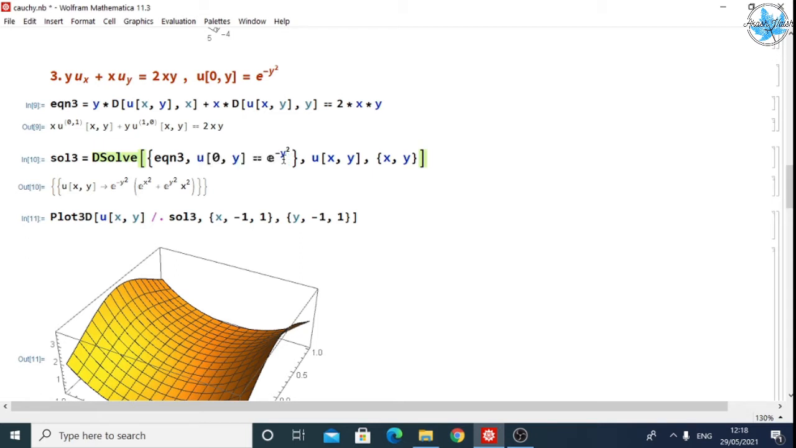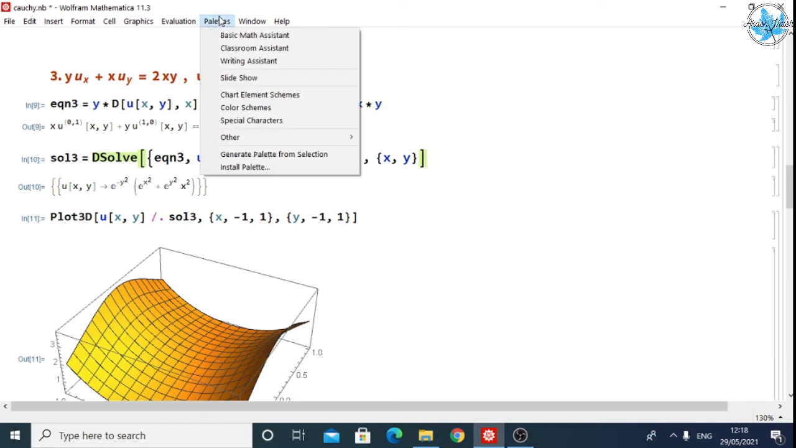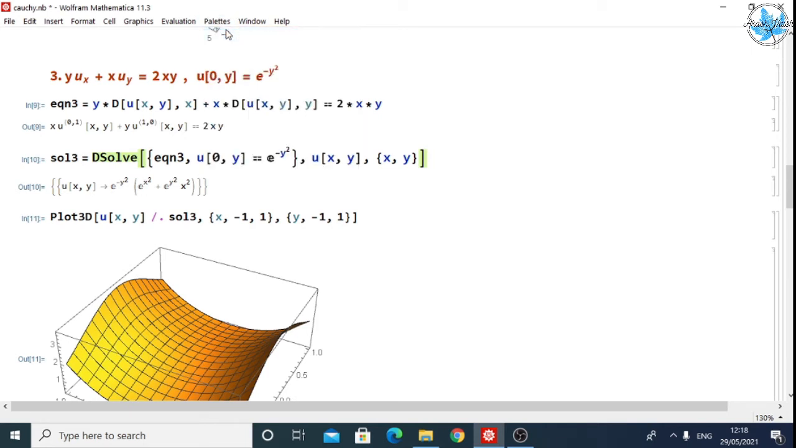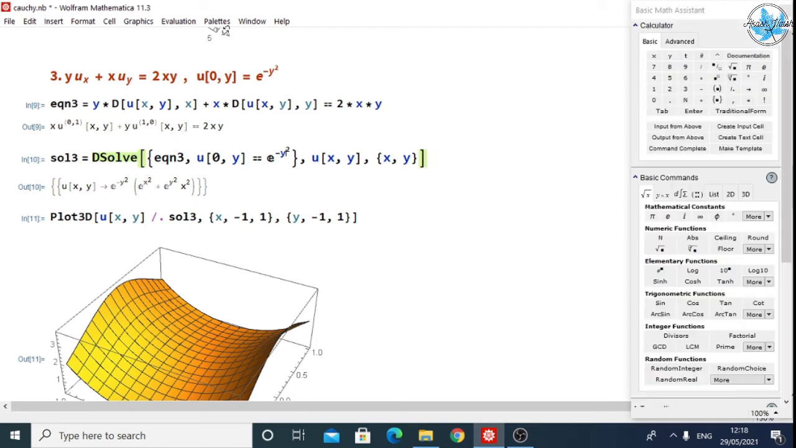To write e raised to power minus y square, use the palette section. Otherwise, if you just write E from the keyboard, it will not be considered as the exponential. So here you can see it is given as the exponential. Use from here e raised to minus y square, u of x comma y comma x comma y. Then you will get the solution of the equation.